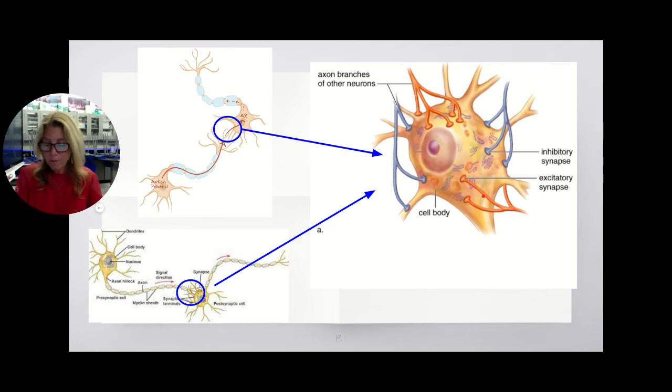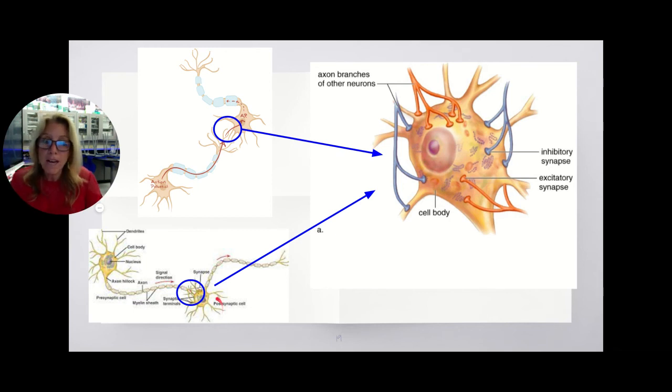So on your synapse defined it's a junction between two neurons, can be 1,000 to 10,000 synapses per neuron. The presynaptic neuron, right, this is the one here that would be the presynaptic neuron, is sending the chemical message.